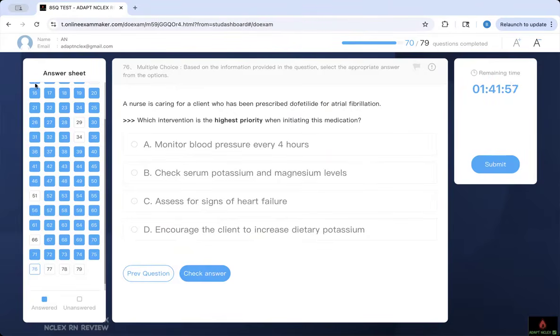I want you to write it down. If you've never seen it before, dofetilide. It causes QT prolongation. How does it cause that? Due to magnesium and that. So if you know it causes QT prolongation and you see an answer choice with magnesium, hey, that's your boy. You got to pick it.